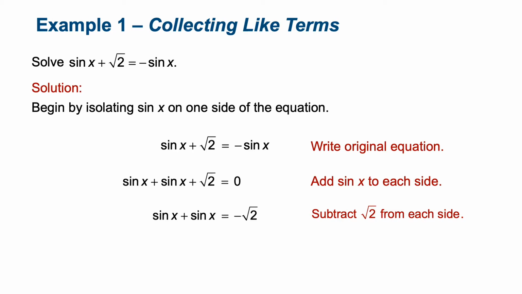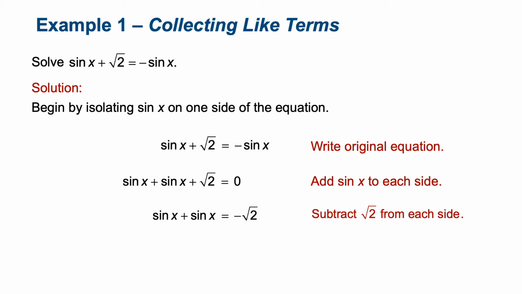Let's say we have here: solve sine of x plus square root of 2 is equal to negative sine of x. So what we need to do is to get the sine of x's together on one side of the equation. So of course what we do is algebra, right? We would add sine of x to both sides, and we would subtract root 2 from each side to get the sines of x here on the left side of the equation and the root 2, which will then become negative, on the right-hand side of the equation, okay?